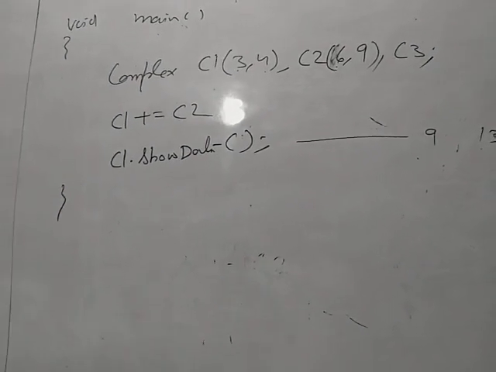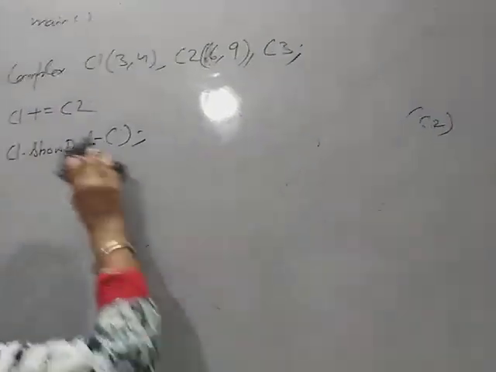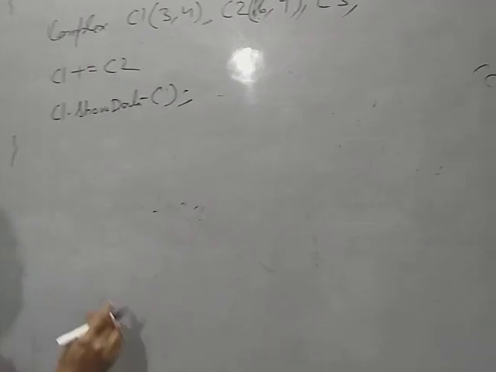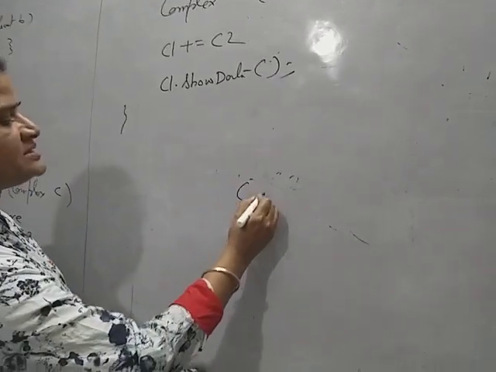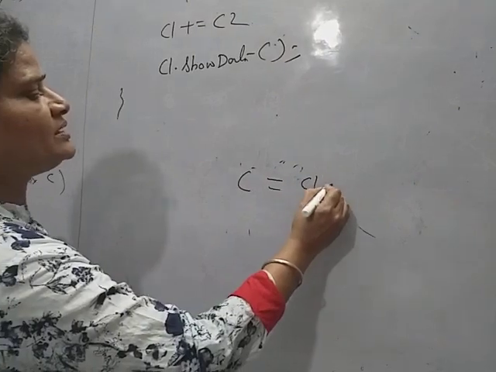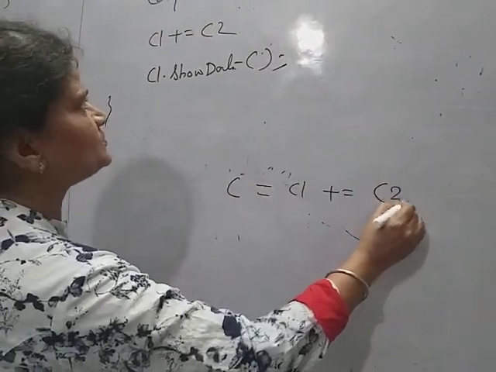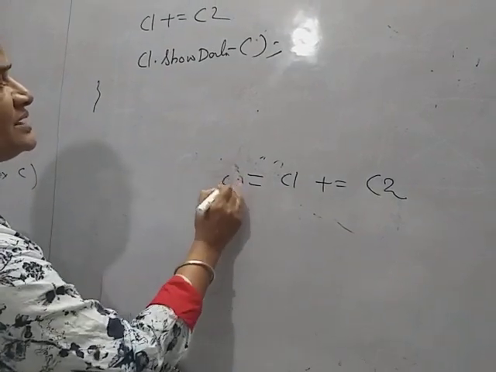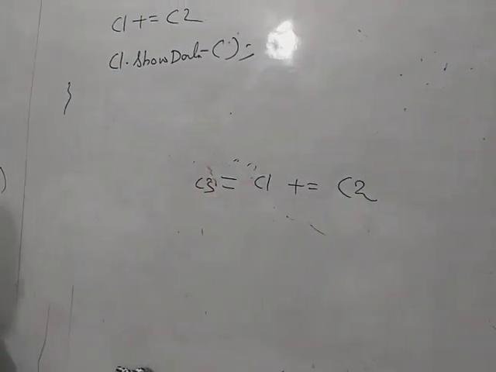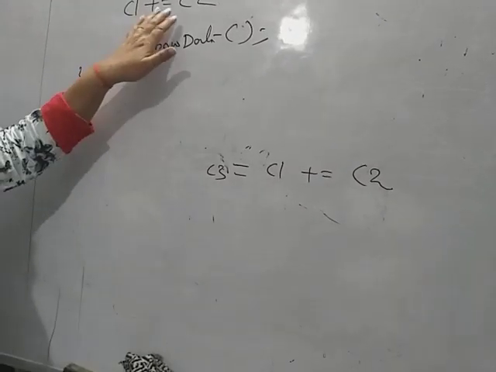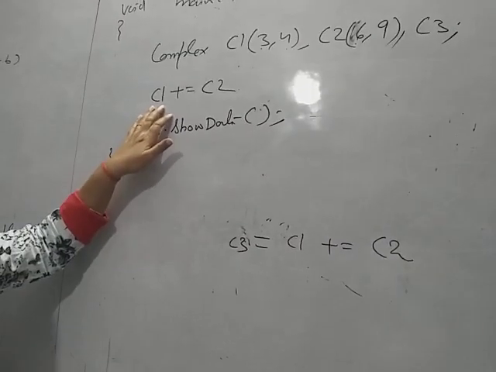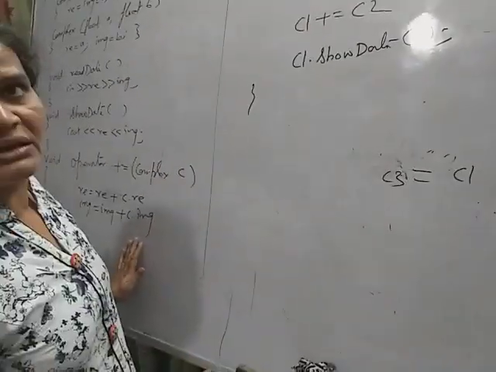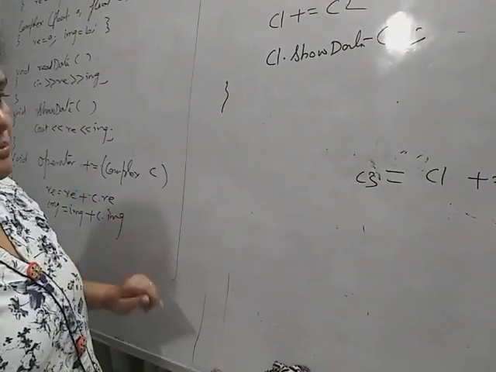Now suppose sometimes this is used in a concatenated way. Suppose our aim is to call it in this way: C3 equal to C1 plus equal to C2. Now see, when I am calling this, the changes are in the implicit object which is passed at the time of calling the operator member function.